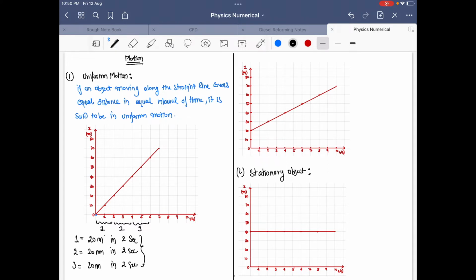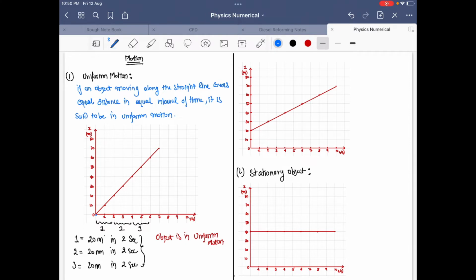So whenever an object behaves like this, that is, it covers equal distance in equal intervals of time, it is said to be in uniform motion. So from this we can say the object is in uniform motion. And the second important thing: from a graph you can identify whether the motion is uniform or not.